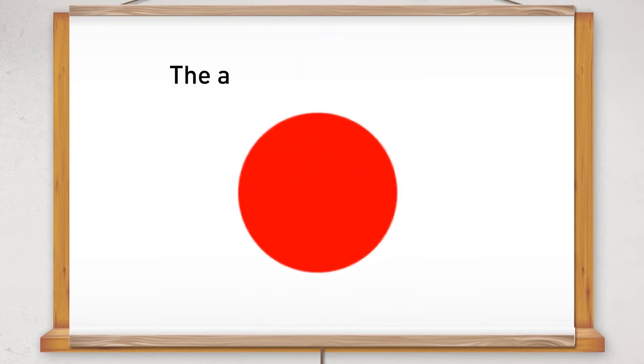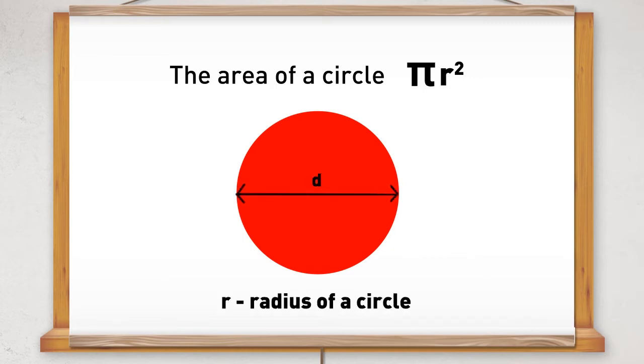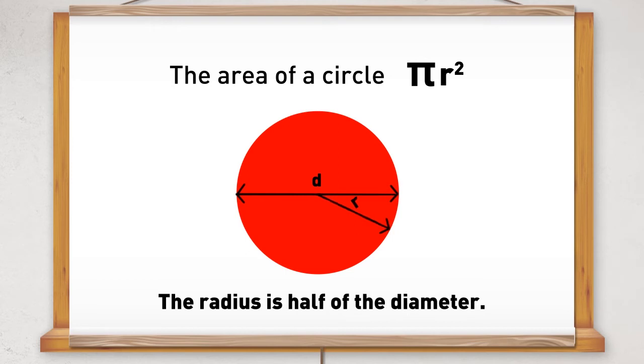To find the area of a circle, the formula is pi r squared. The r stands for the radius of a circle. The radius is half of the diameter.